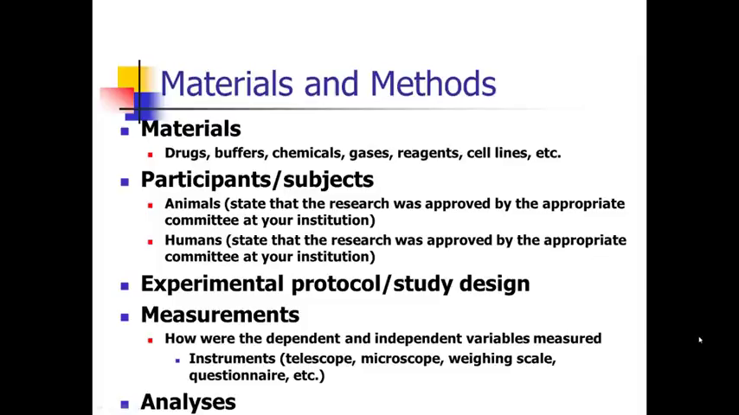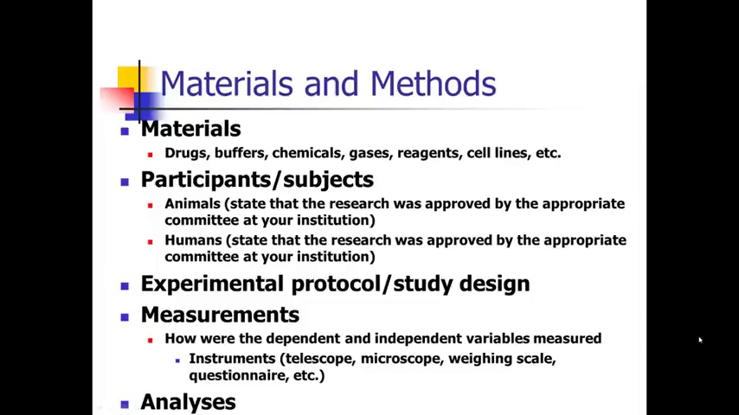You'll also have some kind of experimental protocol or study design, depending on exactly what type of study you're doing. What steps did you go through in your experiment? There's going to be something about measurements. Everybody has to measure variables no matter what discipline you're coming from. So how did you measure your dependent and independent variables? What instruments did you use? Telescopes, microscopes, weighing scales, questionnaires, etc. And then finally, what analyses did you do? How did you analyze your data at the end of the day? So those are the basic elements.